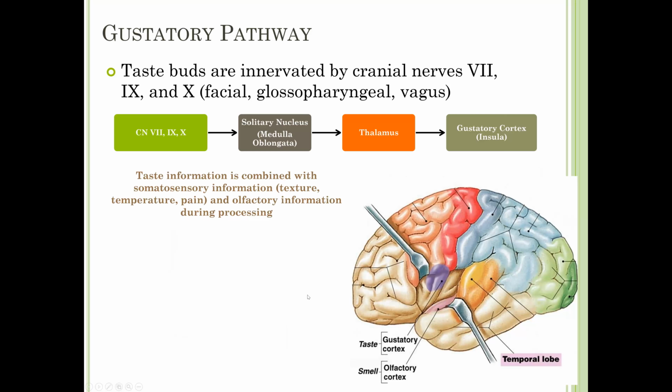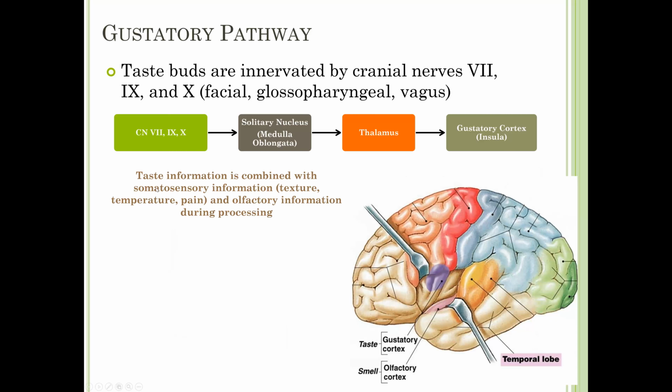Taste information is not just from your gustatory receptors, however. Your final perception of taste is a combination of somatosensory information, so texture from tactile receptors on your tongue, temperature from thermoreceptors on your tongue, and even pain from nociceptors on your tongue. All of that somatosensory information is also mixed with olfactory information. As you chew, some of the molecules in the food you're eating go up the back of your pharynx and stimulate olfactory receptors in your nasal cavity as well. And that's factored into your perception of taste.